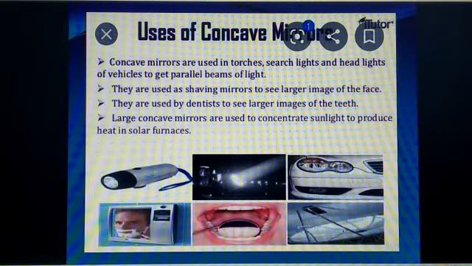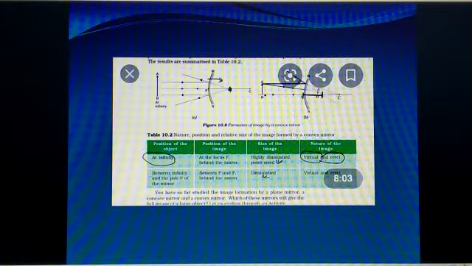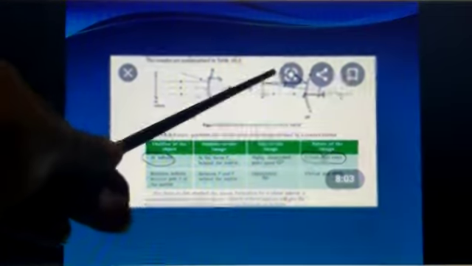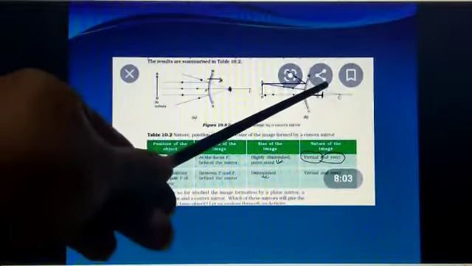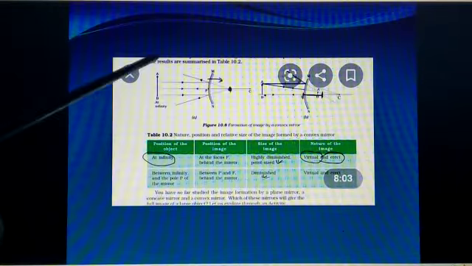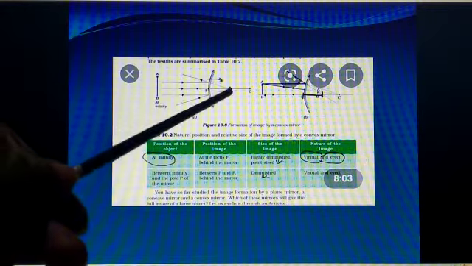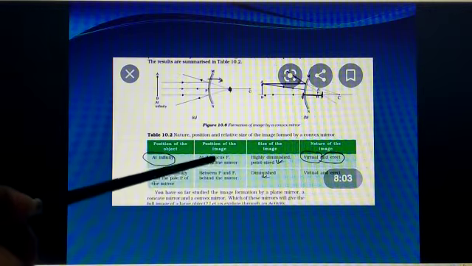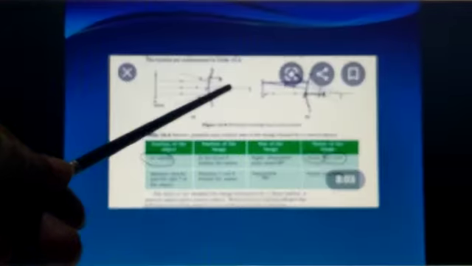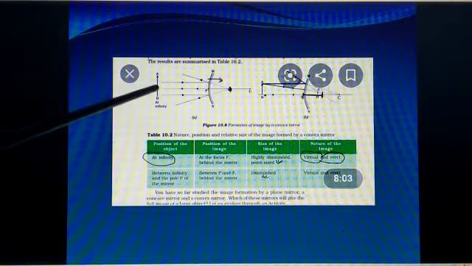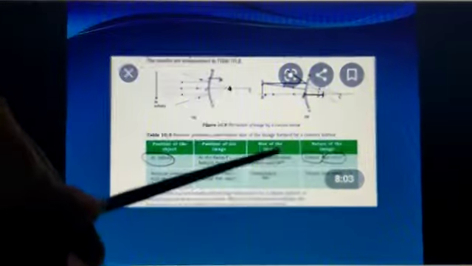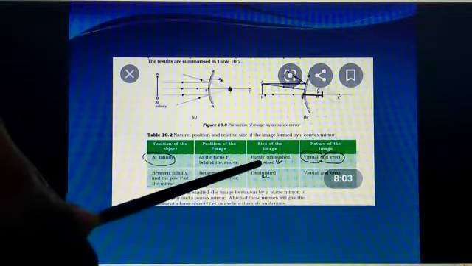Next, we can see the image formed by the convex mirror. Here we will consider only two positions. One is the object at infinity, and the second is between infinity and pole. If the object is at infinity, then the image will be formed behind the mirror, and where will it be formed? At focus. If the object is at infinity, the image will be formed at focus behind the mirror. Then the size is highly diminished, point size.